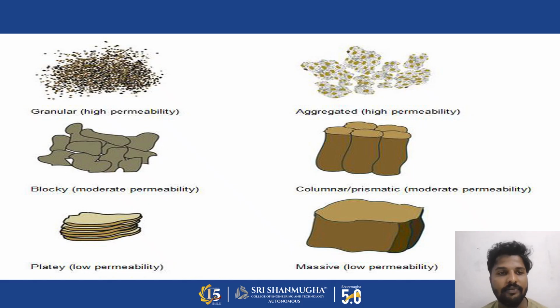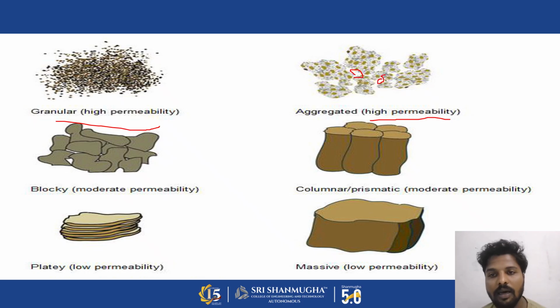Yes, here you can see pictures of the different types of soil structures. I have given them for your reference. The first one is granular structure, which has high permeability because it has high pore spaces between the particles. These pore spaces allow water to flow easily by gravity towards the water table. The aggregated soil structure also has high permeability like granular structure, with pore spaces between the soil particles.